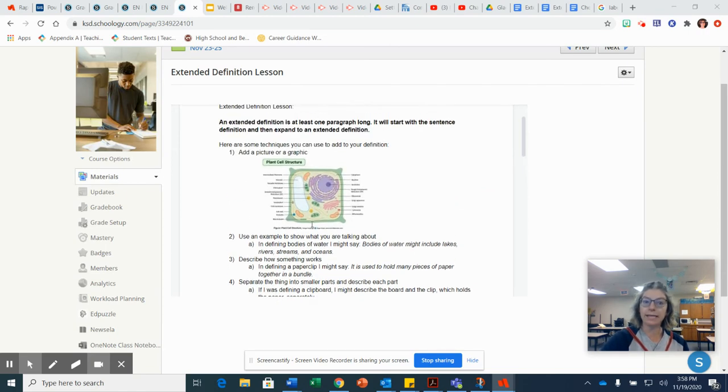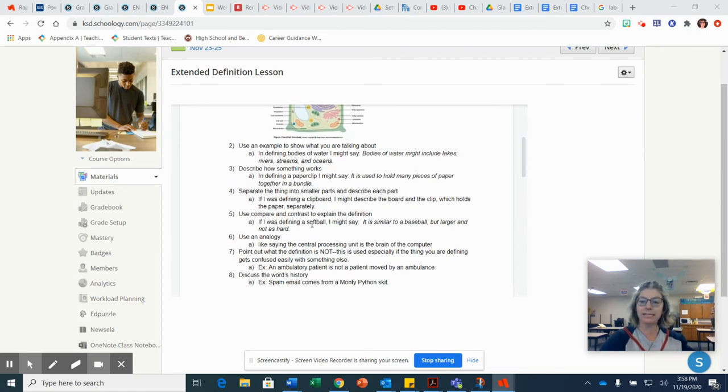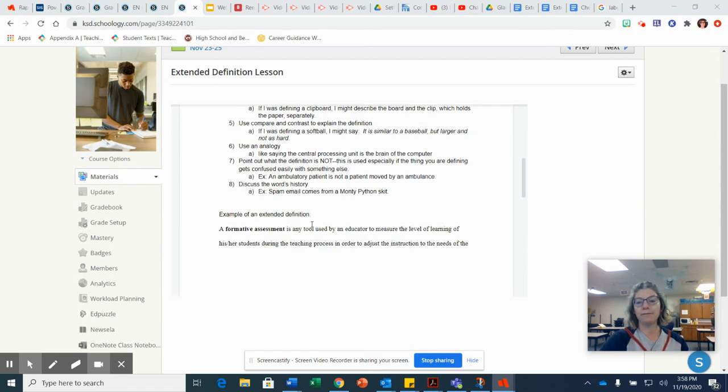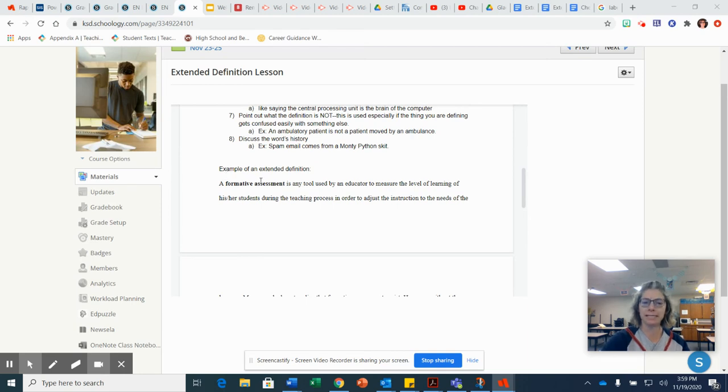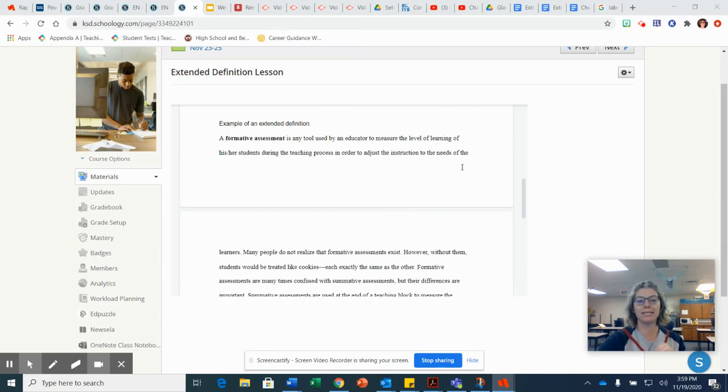There are 8 different ways that you can expand a definition. And when you expand a definition, you're using quite a few of these, okay? You don't just use one, you use quite a few. So here's an example. A formative assessment, so this is the sentence definition. We're starting with that. A formative assessment is any tool used by an educator to measure the level of learning of his or her students during the teaching process in order to adjust the instruction to the needs of the learners.